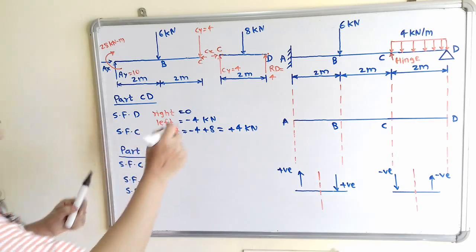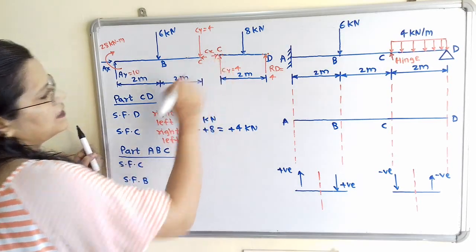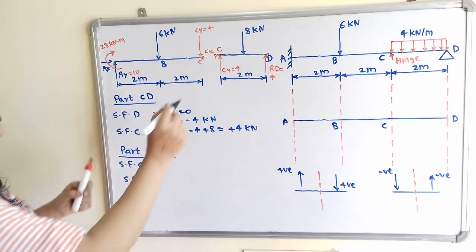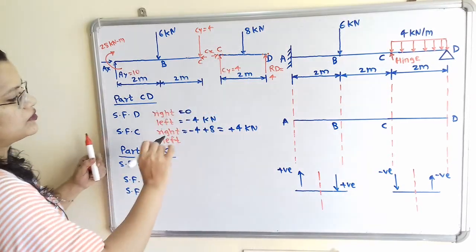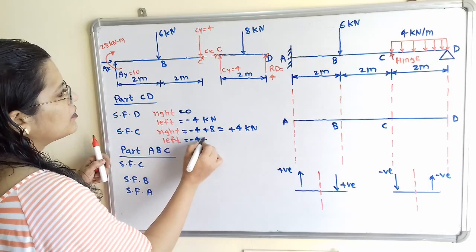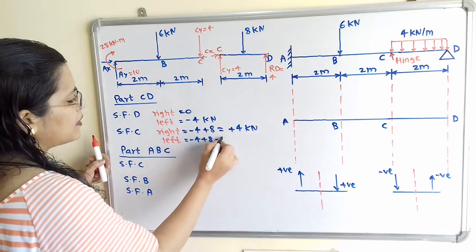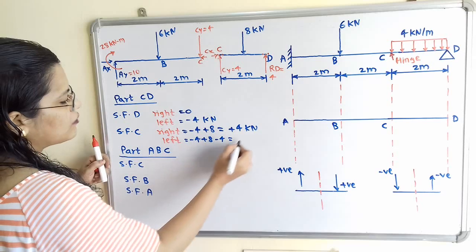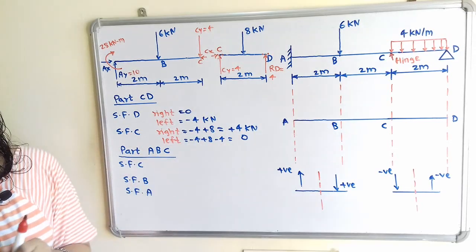Now I will select the point on left hand side. On left hand side, if we observe, there are 3 loads. So again we will make the calculation. Here is minus 4 plus 8, and here is minus 4. If we calculate this, it will become 0.